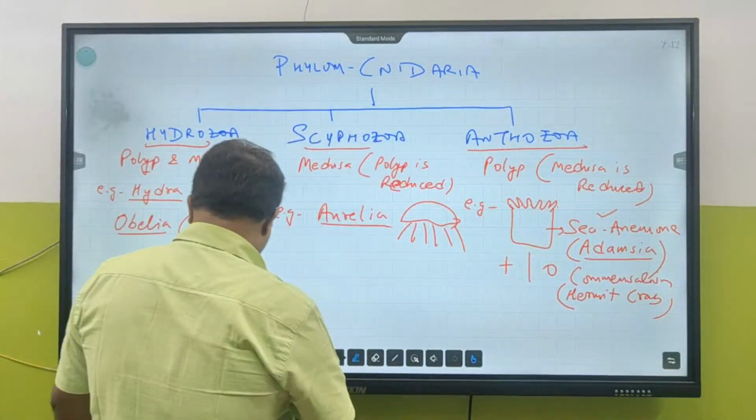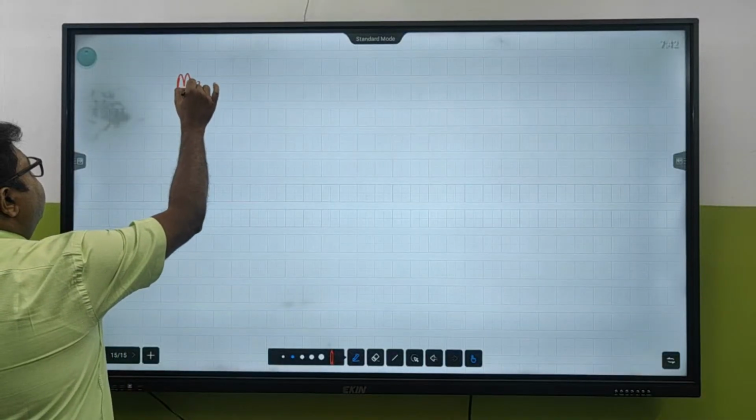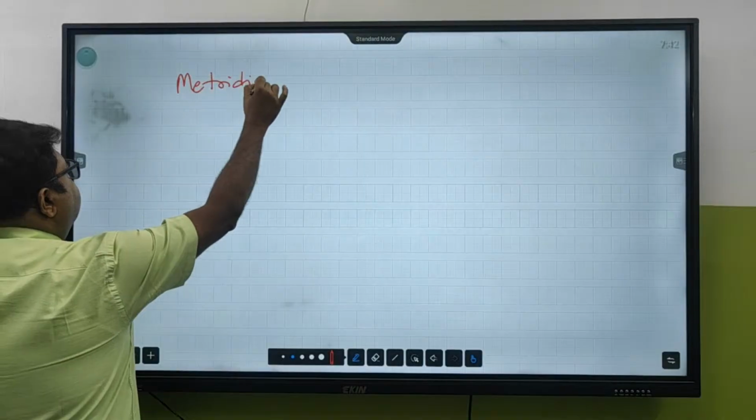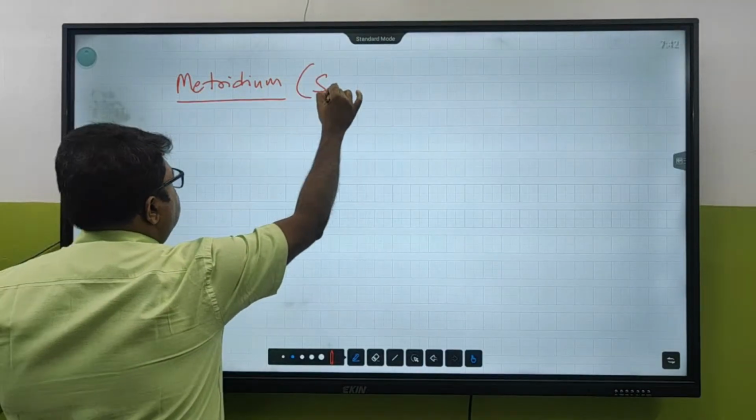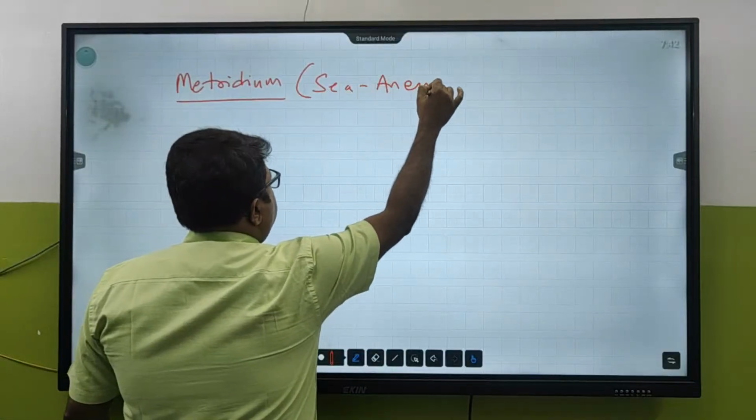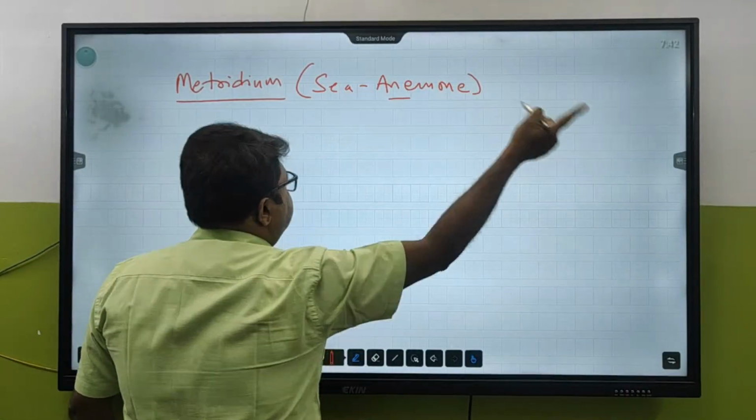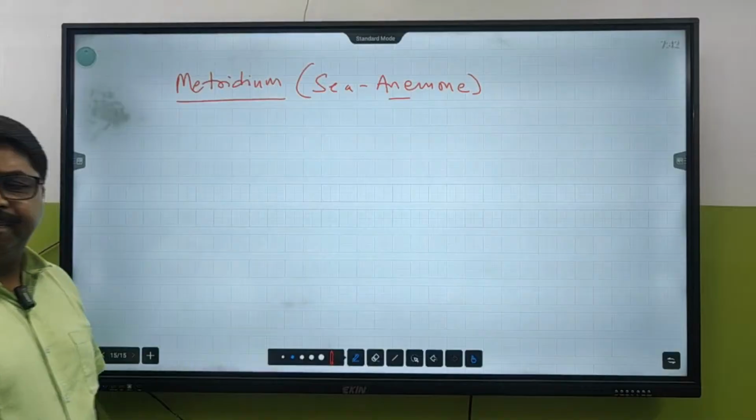Now this is sea anemone. The other term for the sea anemone is Metridium, and the example of the sea anemone is Metridium. It is also a sea anemone. So in your book, sea anemone, Adamsia is being given. See, Adamsia is being given in your book.